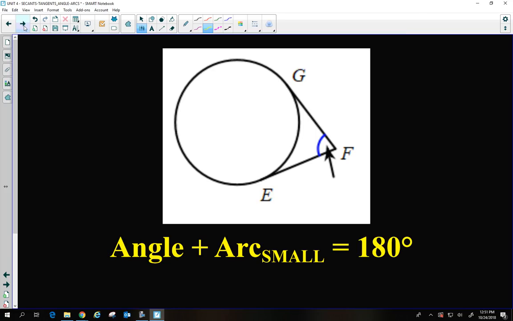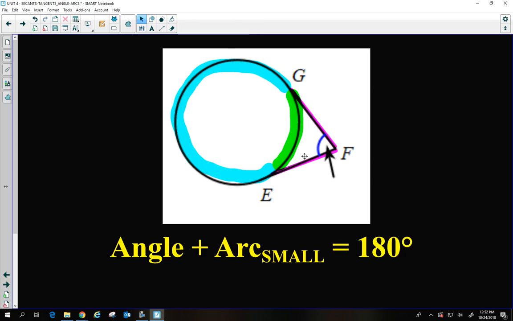So those tangents and those secants interact with circles, and they create arcs and angles that have specific relationships. And so in this case, we have a relationship where we have two tangents. So segment GF and segment EF are two tangent lines. And when they intersect, they create this angle the arrow's pointing to. And then they also create a small arc and a big arc. And the small arc should look smaller to you, and the big arc should look bigger.